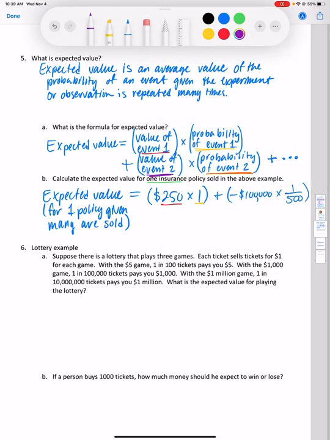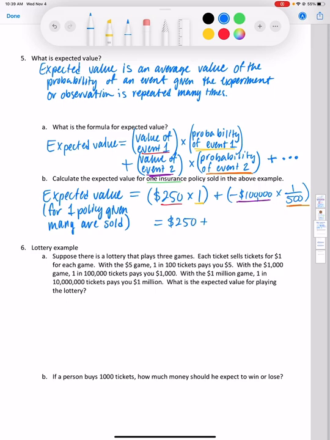So again, the value of event 2 is negative $100,000 to me, and the probability that it will happen during the year is 1 out of 500. Now, the expected value for one insurance policy, let's simplify this math here, and we'll find that it equals $250, because $250 times 1 is $250.